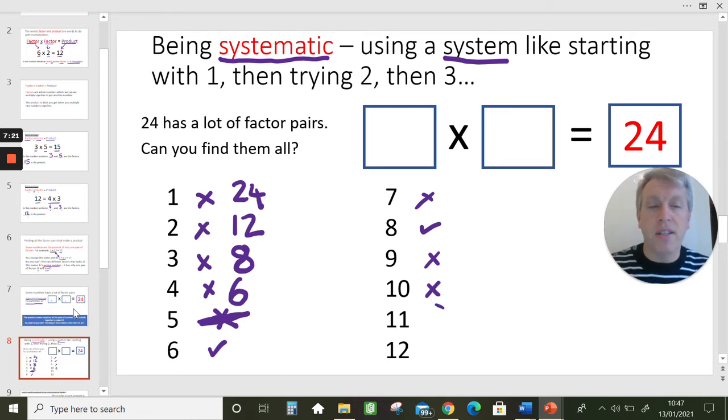Is it on the 11's? 11, 22. No. Is it on the 12's? Yes, it is. We've done it already. So I'm going to tick it.